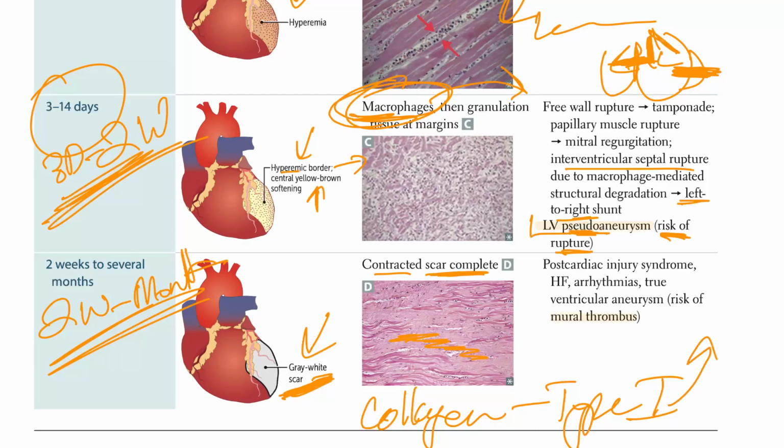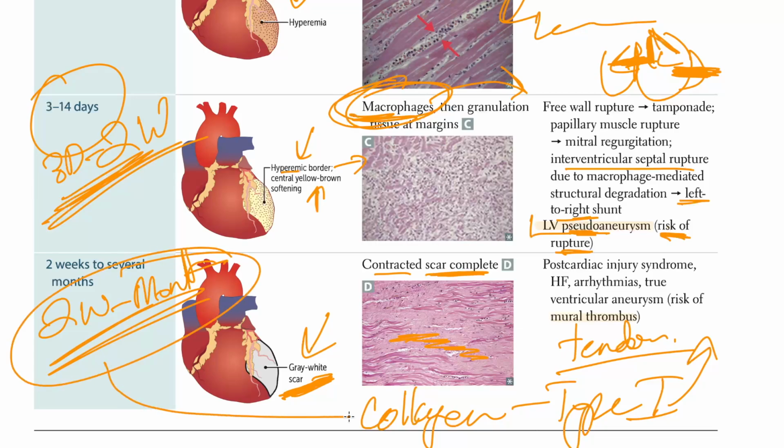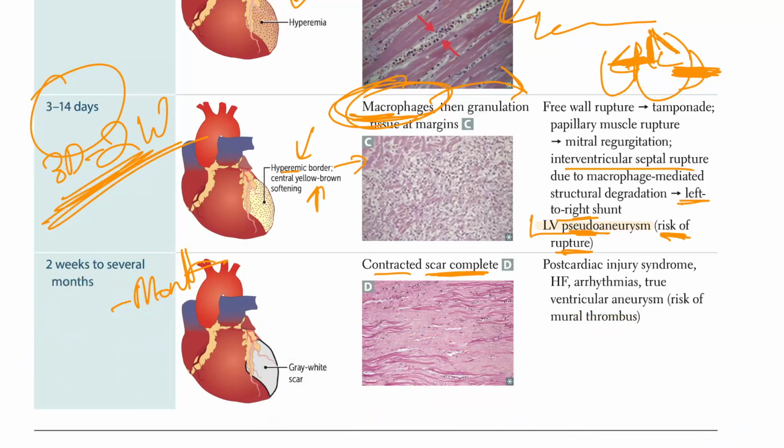And type 1 is also seen in where? In the tendon. I mean, all the other things, but on top of that is the tendon. So in 2 weeks to months, you will see collagen type 1, which forms a scar. Okay, that's important.